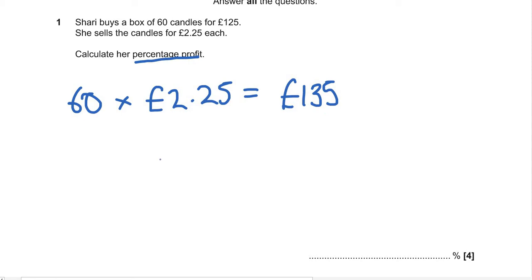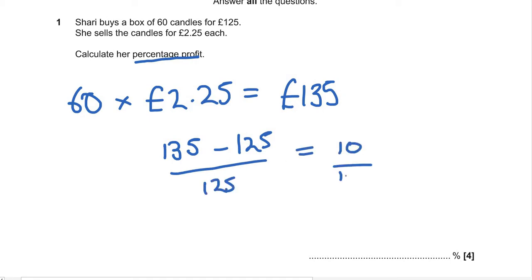Okay, to calculate the percentage profit, we need to do the new, take away the old, or the profit. So profit's £10 and divide by the old. So this is 10 over 125, which is 0.08, which is 8%.